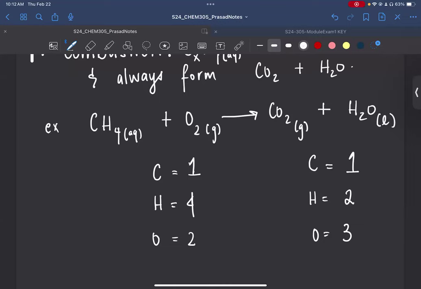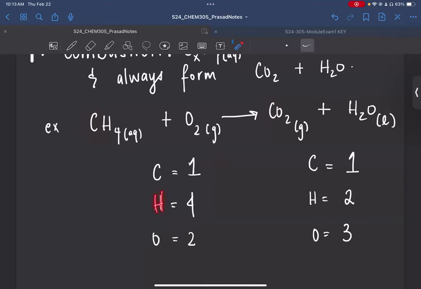All right. Balancing. To be quite honest, it really doesn't matter what element you start with, because you're eventually going to do them all. But in general, I recommend doing some of the more unique atoms. And what do I mean by unique? Oxygen is in both products. It is not unique. Hydrogen is only in one product. Carbon is in only one product. So I can start with one of those. Let me start with carbon. There's 1 carbon on the left. There's 1 carbon on the right. Check.